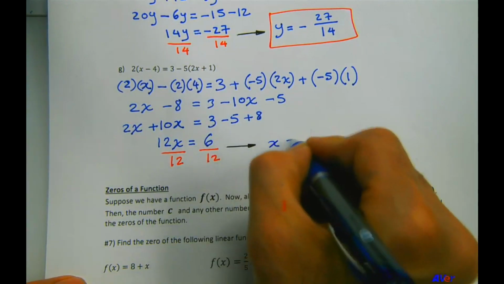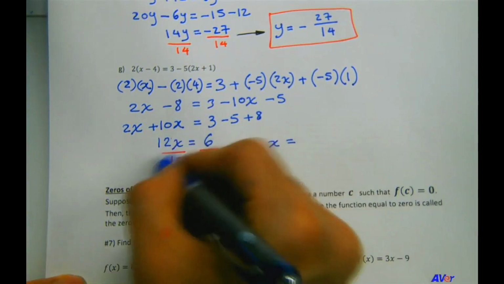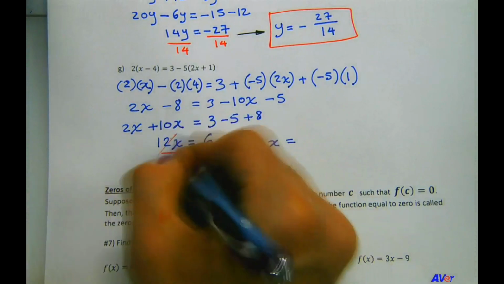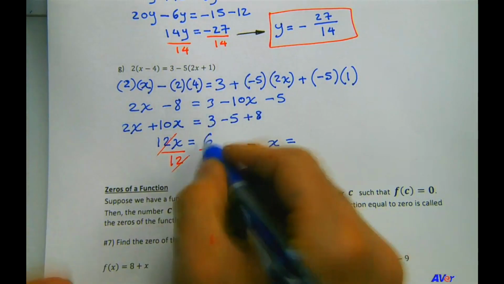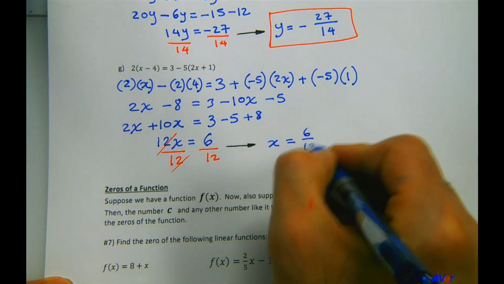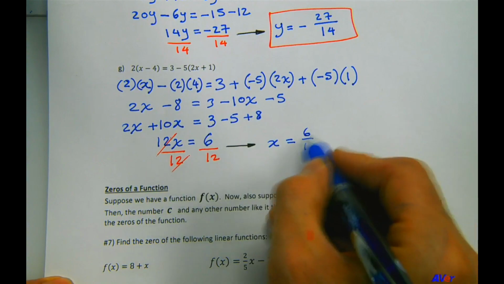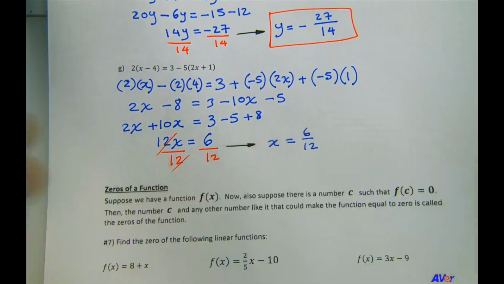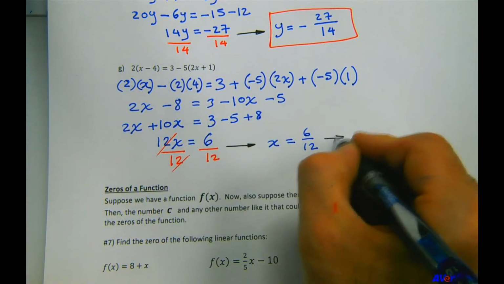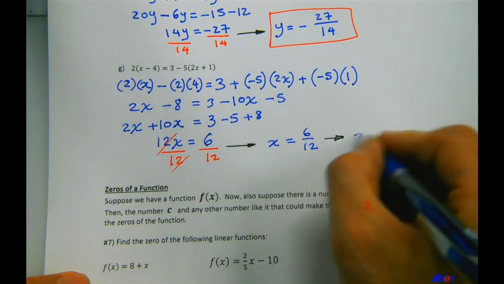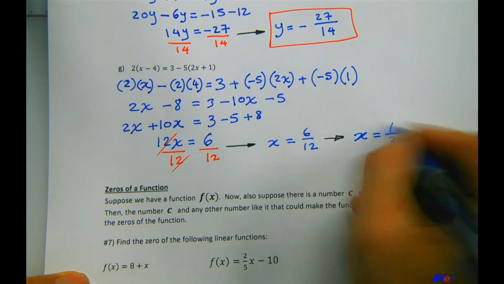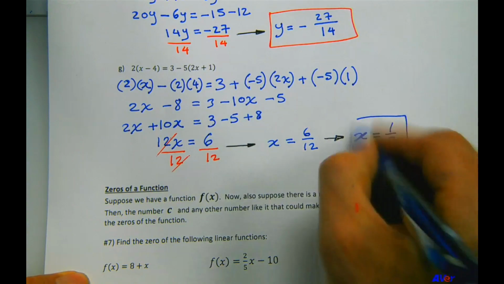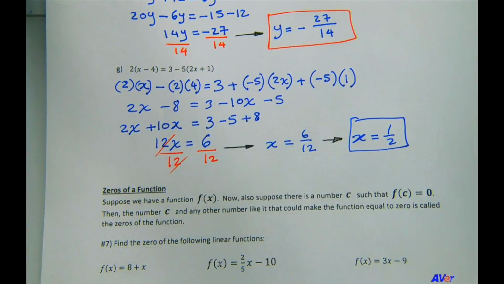And we end up with x equals, on the left, these cancel like that. On the right, 6 over 12, right? Can we simplify this? Absolutely. 6 over 12 is 1/2. 1 over 2. Okay, like that.